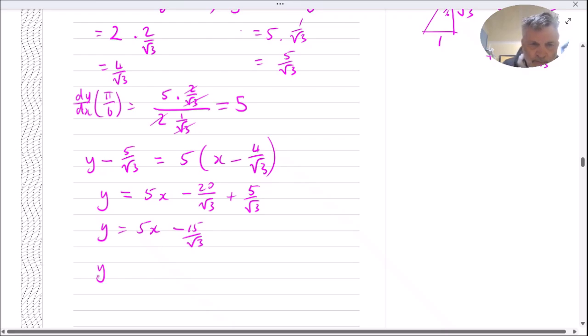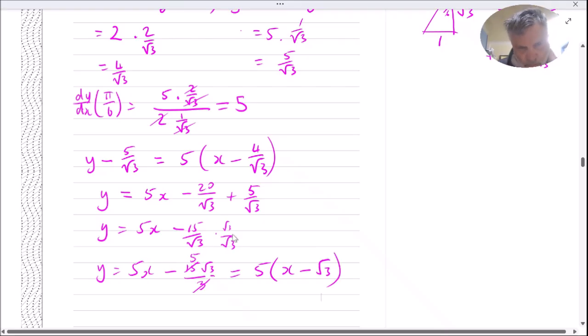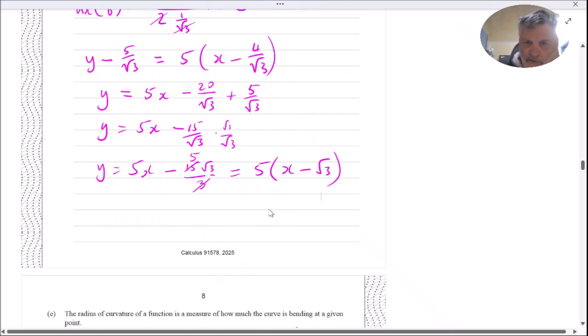Maybe you don't like square roots in the bottom, so we could multiply this by root 3 over root 3. We get minus 15 root 3 over root 3 squared now, so you've got no root, over 3. That cancels to 5. So you could write that as 5 times x minus root 3. And there are various other forms you could write the equation in.